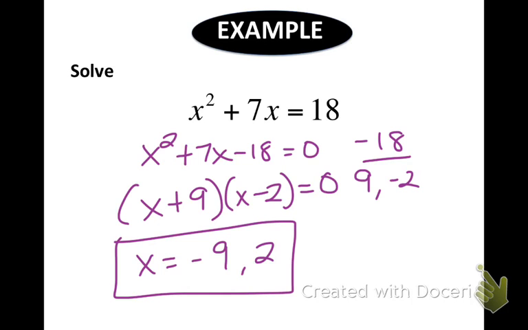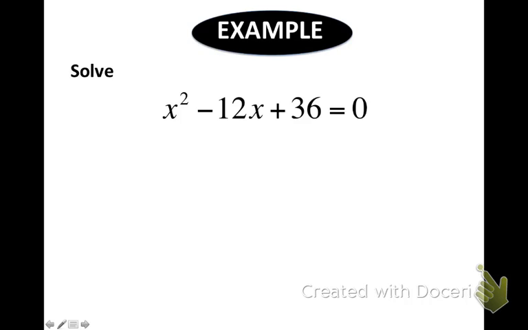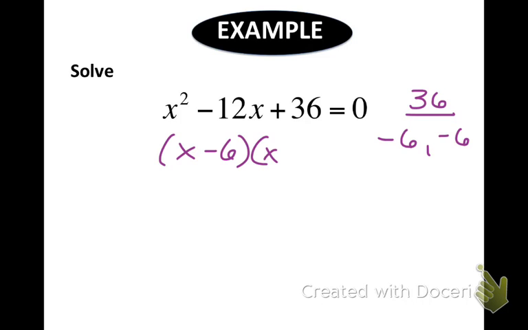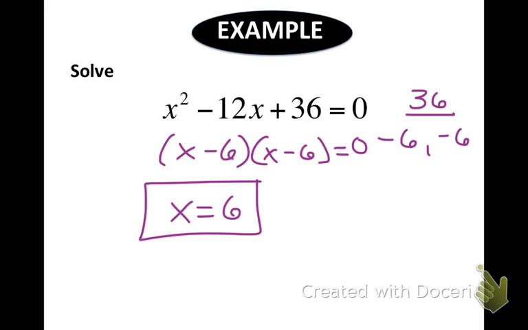Or let's do the special cases. All right, x squared minus 12x plus 36. Let's do this one together. So I heard Zach say we're going to use negative 6 and negative 6. So that's going to factor to x minus 6 squared equals 0. So what's your solutions here? 6 and 6. Do you write 6 twice or do you just write it once? Once. Good.